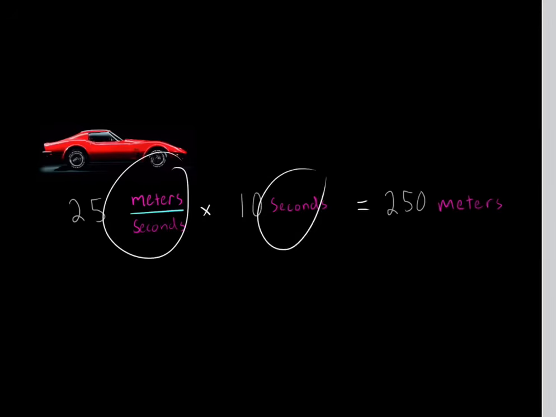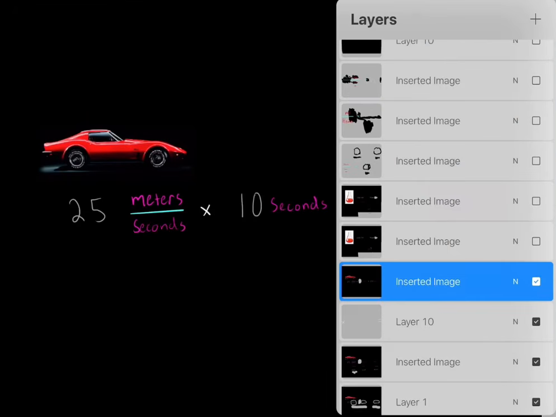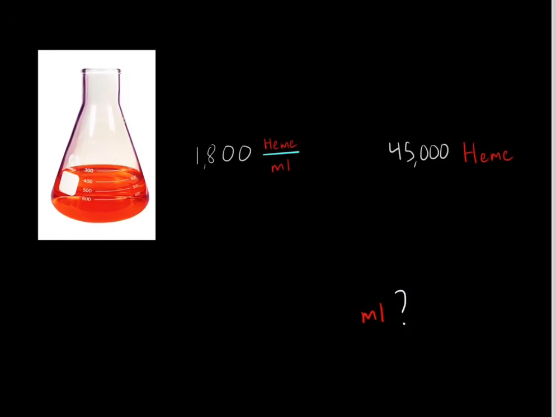We know these are the units we're given. These are the units we want. So how do we get the units we want from what we're given? We just multiply them. Seconds cancel. Now we have our answer. So let's do another example.